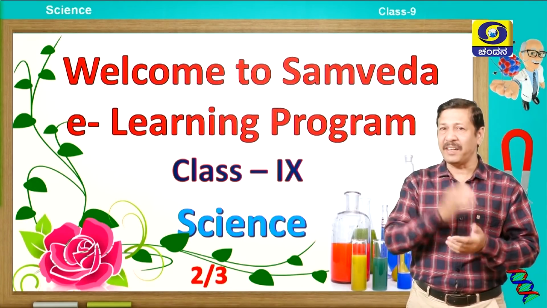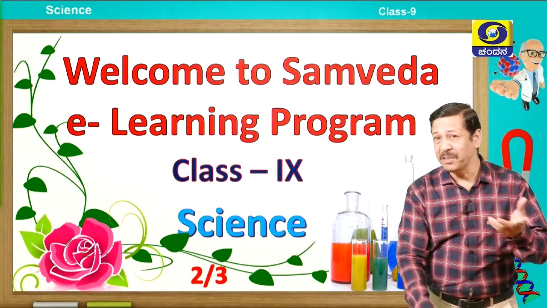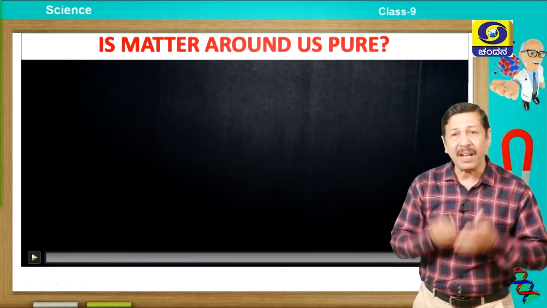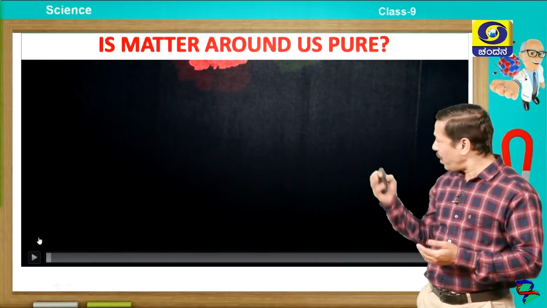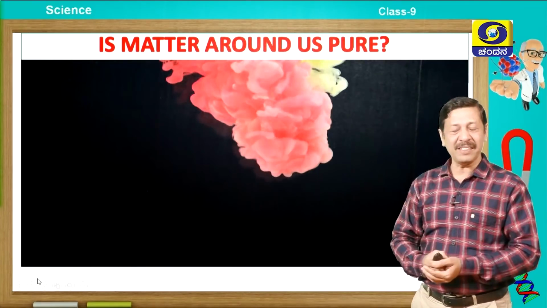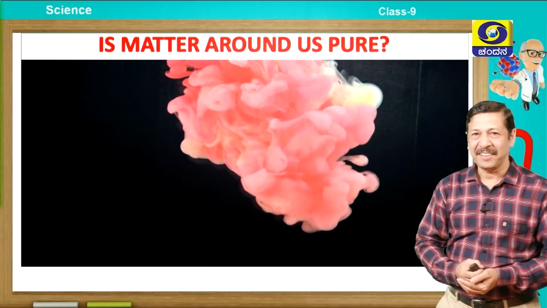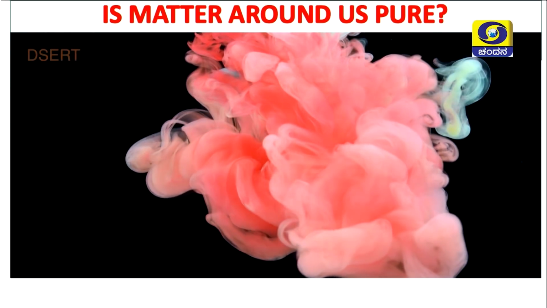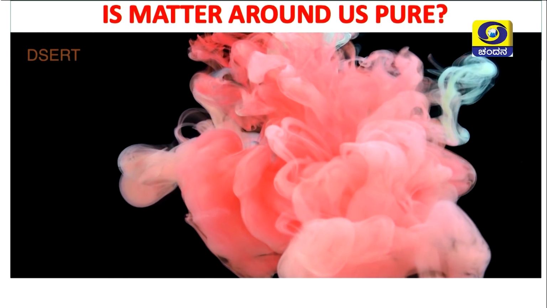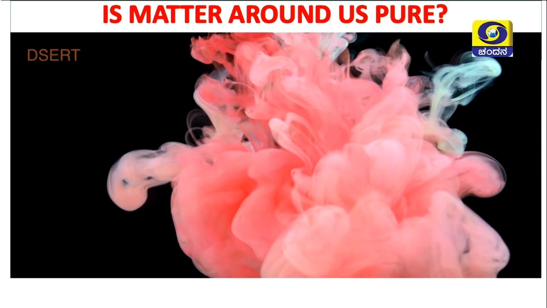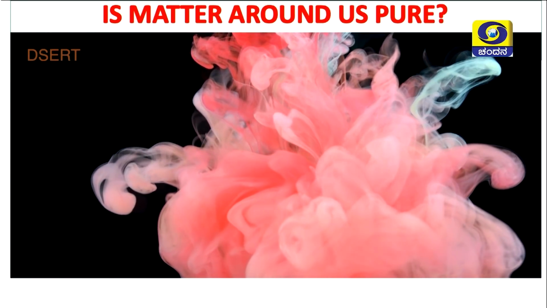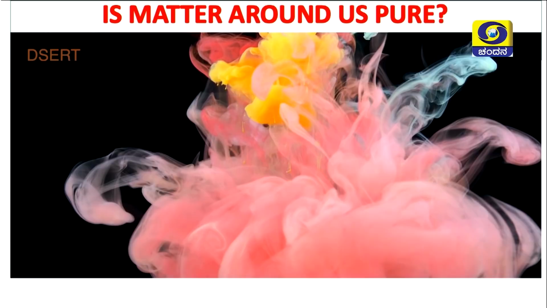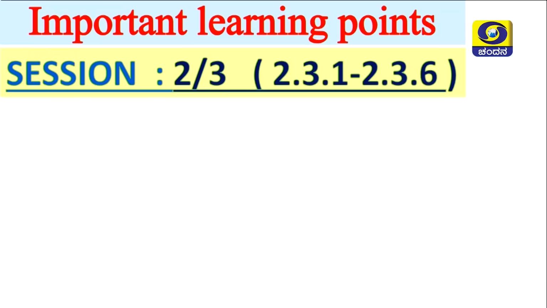Today, let us study a very important chapter. Already you know, this is the second session of the chapter, Is Matter Around Us Pure? What are you seeing here? So beautiful colors, right? Are they pure? I know. Now you know that these are the mixture of several pure substances, right? Then let us continue this chapter. Is matter around us pure or not, right?